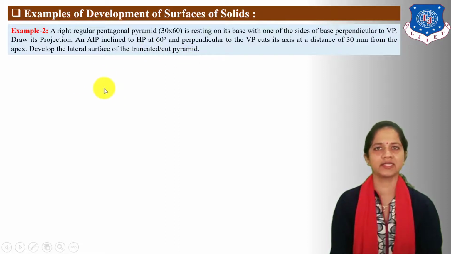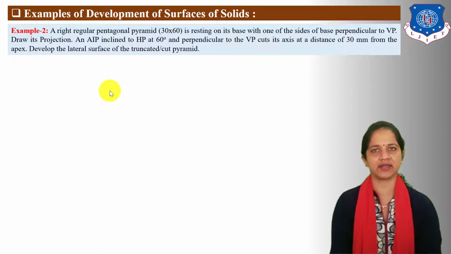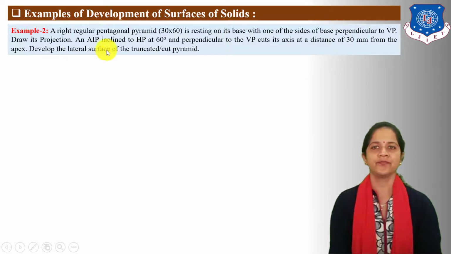Now, as we discussed in the previous sum, first we need to draw the projection of solids as per the given resting or standing condition. Then we need to draw its development. Then locate the cutting line. Then locate the cutting points. And at last transfer the cutting points in development. Here, assume the first angle projection method.